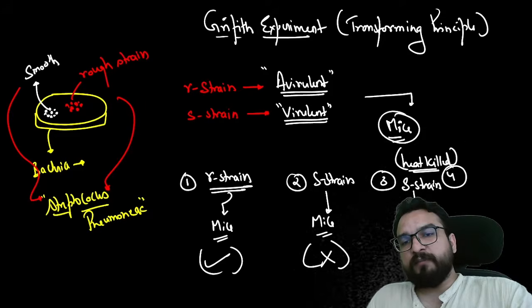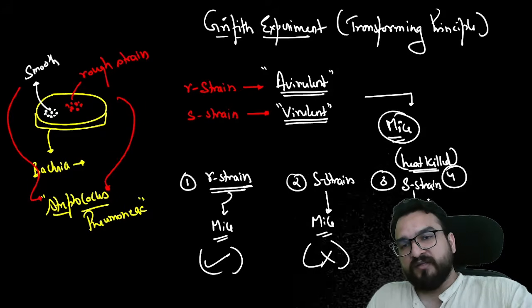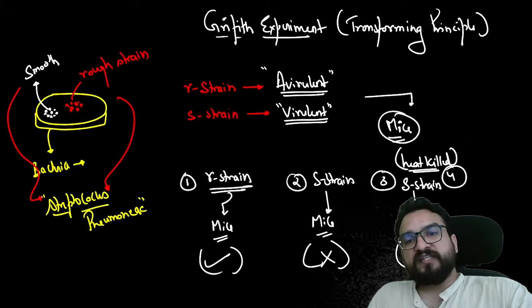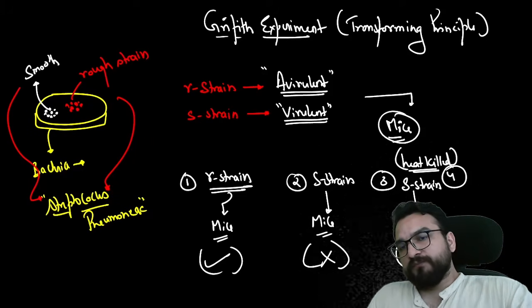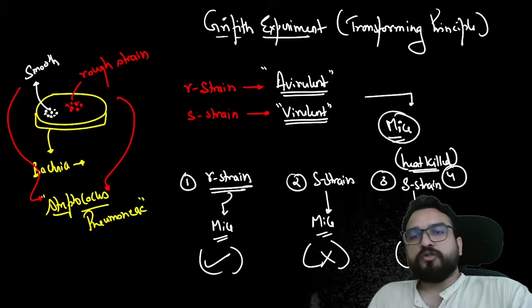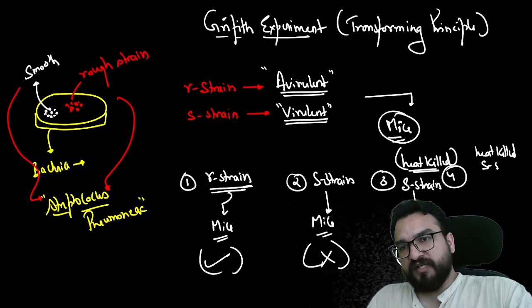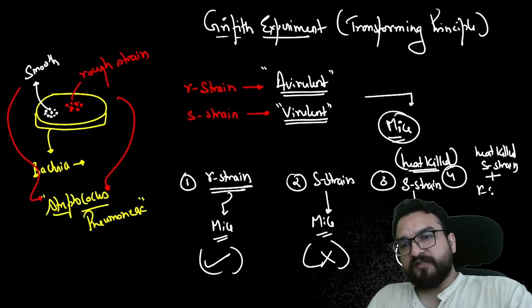Automatically, what will happen when you give it to mice? This is the heat killed S strain over here. So it is avirulent, and when it is avirulent, the mice will live. This is also not a cause of concern. The cause of concern comes now. What he did was mix the heat killed S strain with the R strain. He mixed these two over here.